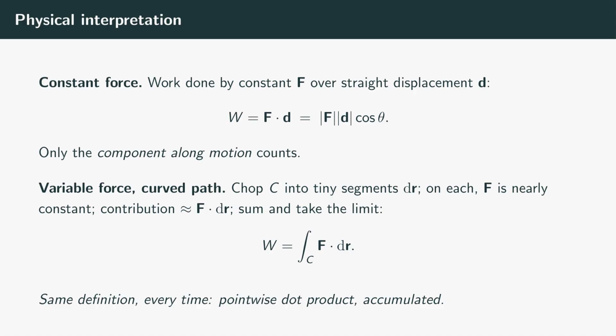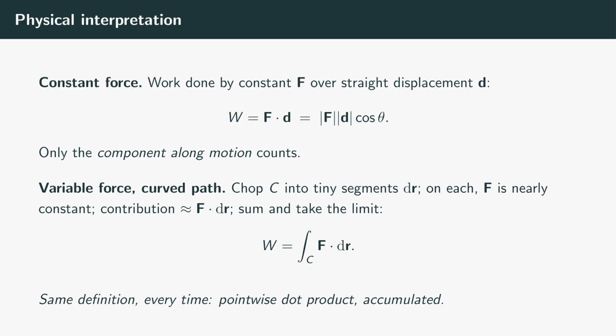Where did this peculiar definition come from? Physics. In high school mechanics, the work done by a constant force F over a straight displacement d is the dot product F dot d, which equals the magnitude of F times the magnitude of d times cosine theta, where theta is the angle between them. Push perpendicular to the motion and you do no work. Push along the motion and you do maximal work.